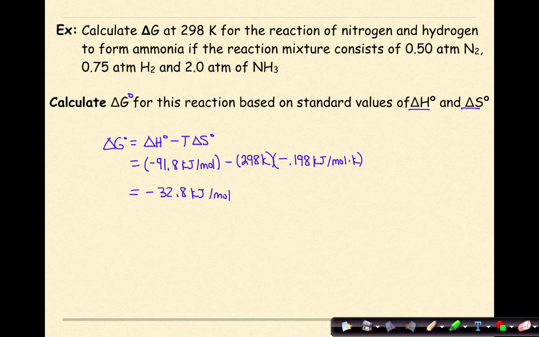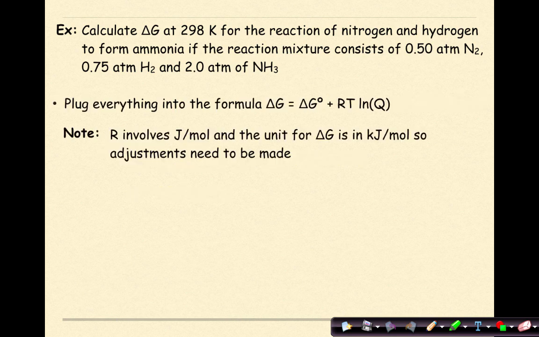Okay, so now what do we have? We have our delta G under standard conditions. We have an R, which is our gas constant. We have our temperature, and we also calculated our reaction quotient. So now we have everything that we need to finally calculate delta G. Remember, R involves joules per mole, and the unit for delta G is in kilojoules per mole, so adjustments need to be made.